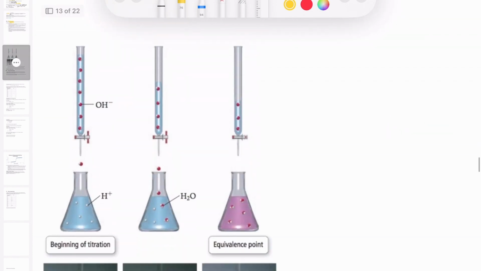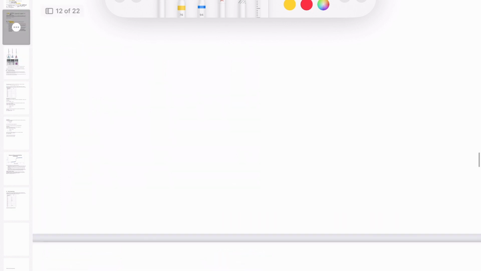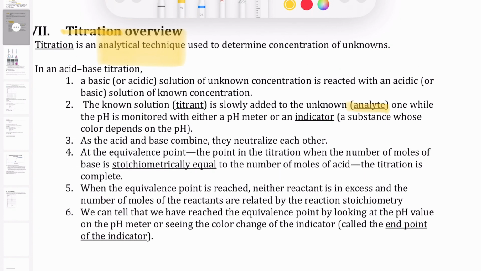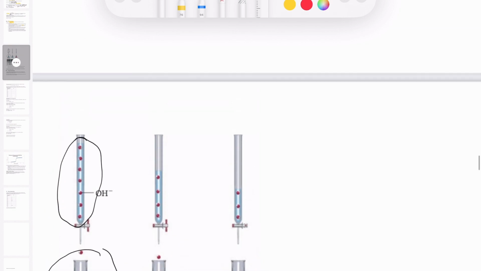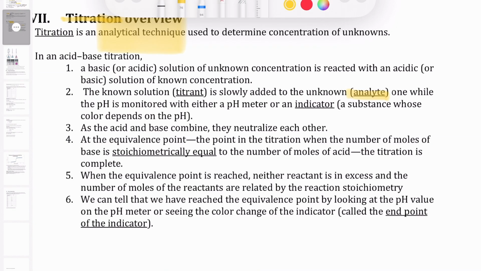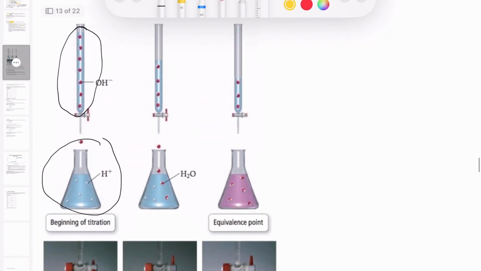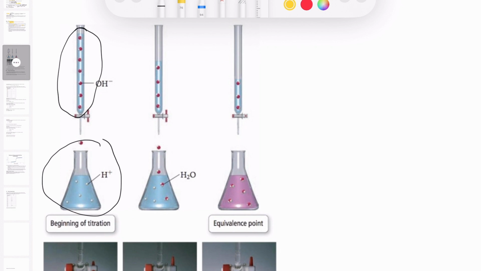We're going to have a solution where we don't really know the concentration, and we would put that usually in a flask like this, and that solution is going to be called the analyte. And then to that solution, we're going to add a solution that we know the concentration of. That solution that's in the burette is going to be called the titrant. And for us to know that the reaction has finished or has reached what we call the neutralization point or the equivalence point, we're going to need to add a solution in this flask that would change color when that condition is reached. And that's what we call an indicator.